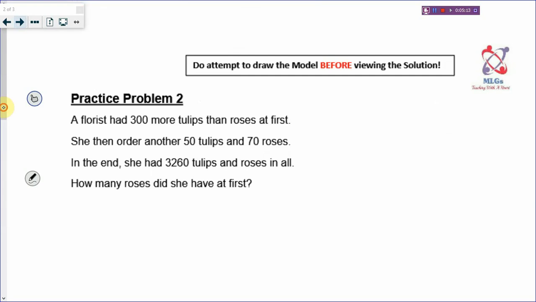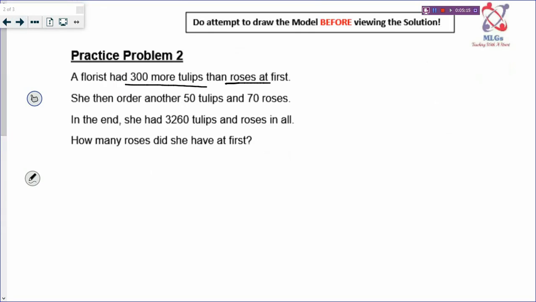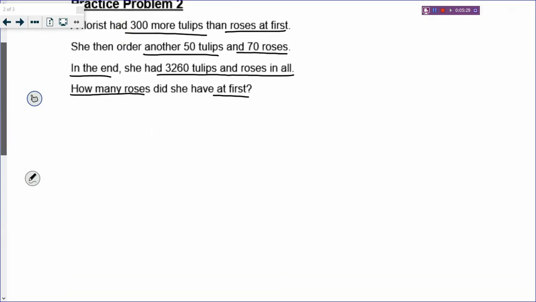Now, a florist had 300 more tulips than roses at first. She then ordered another 50 tulips and 70 roses. In the end, she had 326 tulips and roses altogether. So how many roses did she have at first? So again, this is a before and after. So what is unchanged? Well, everything changed, right?